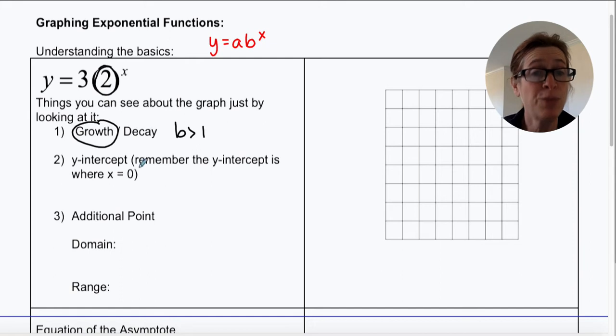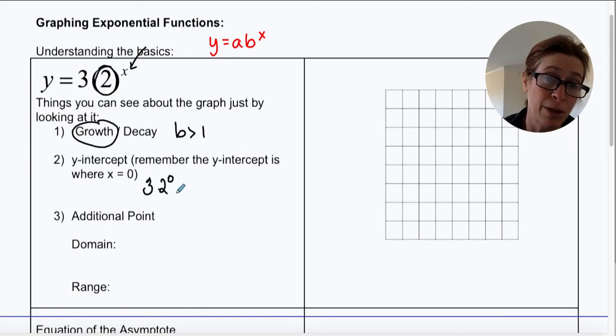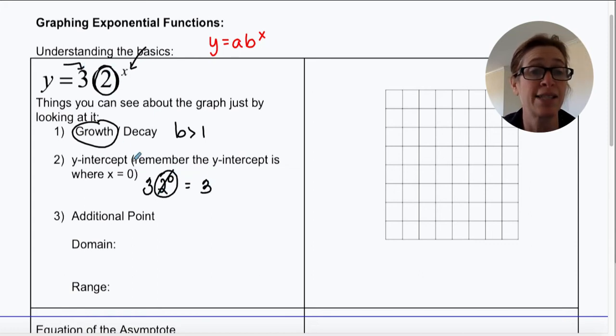The y-intercept, remember, is where x is 0. So if I forgot that 3 was the y-intercept, if I let x be 0, I get 3 times 2 to the 0. 2 to the 0 you know to be 1, so that's why that term becomes the y-intercept. So my y-intercept would be (0, 3).